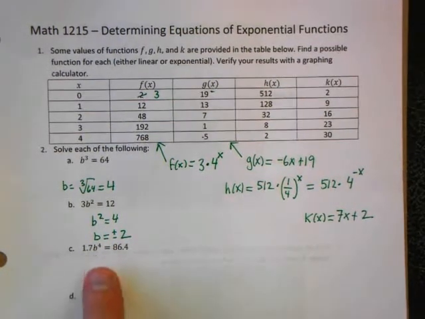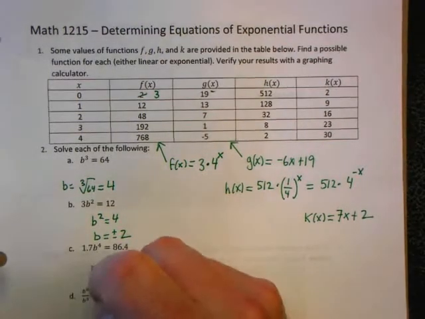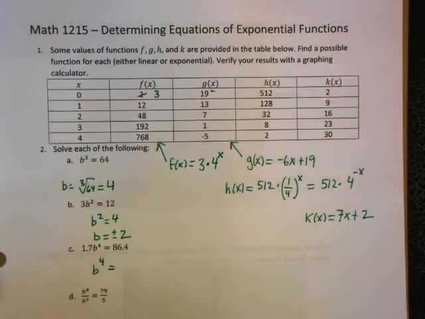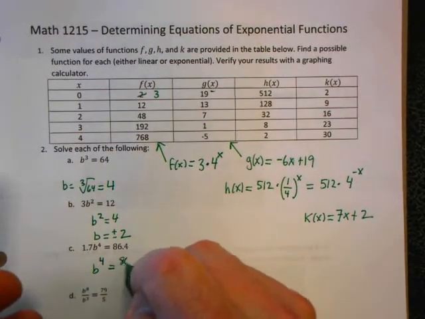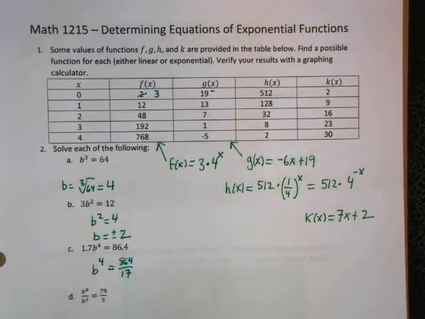All right. How about this one? 1.7b to the fourth equals 86.4. What would you do on that one? Divide first. Get the power all by itself. I get b to the fourth. It doesn't come out to be a nice number. b to the fourth is 864 over 17. And then how do I get the b all by itself?